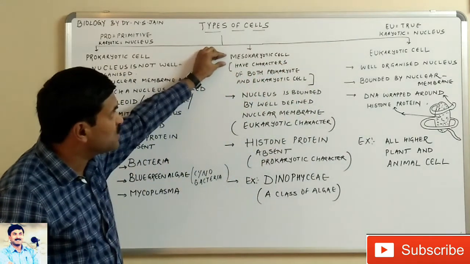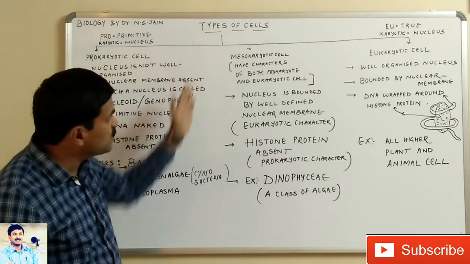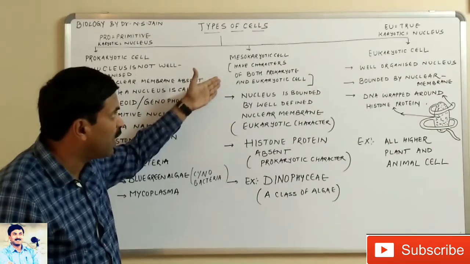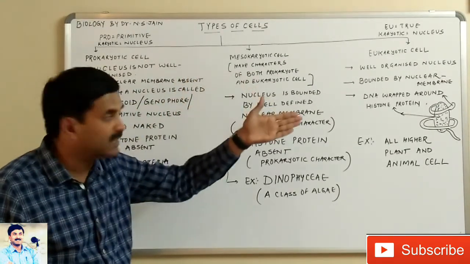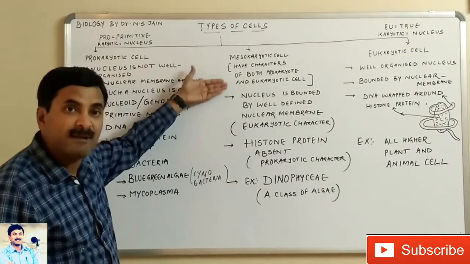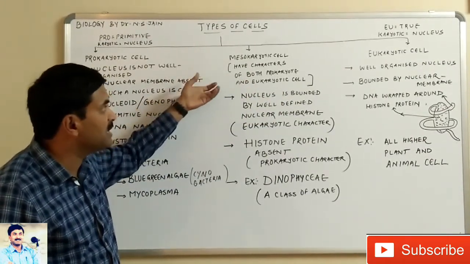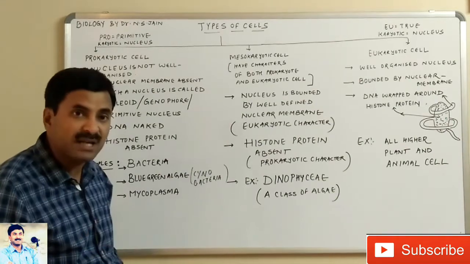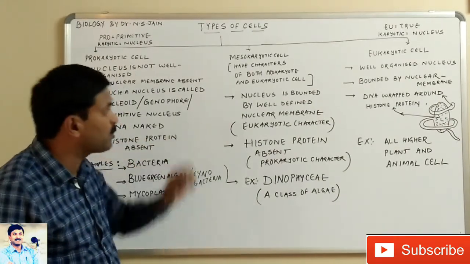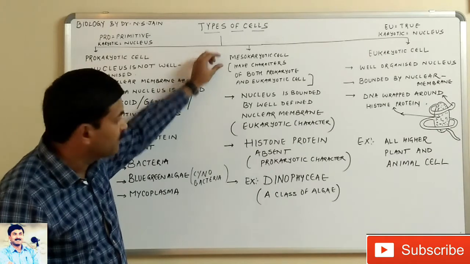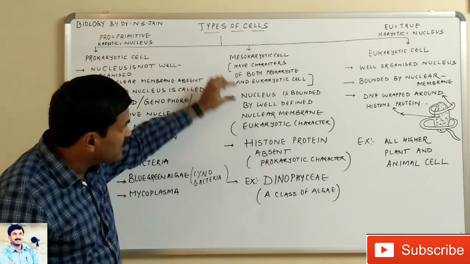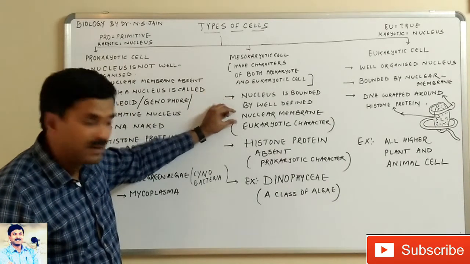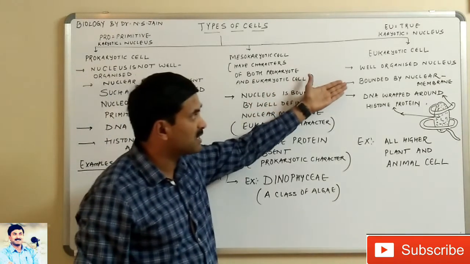The next cell is known as the mesokaryotic cell, and the mesokaryotic cell has the characteristics of both cells. It has some characteristics of the prokaryotic cell and some characteristics of the eukaryotic cell, meaning we can say that these cells have an intermediate organization. Now the question arises, which is the eukaryotic character and which is the prokaryotic character found in a mesokaryotic cell? Here you can see that the nucleus of the mesokaryotic cell is bounded by a well-defined nuclear membrane, which is a eukaryotic character which we discussed just now.